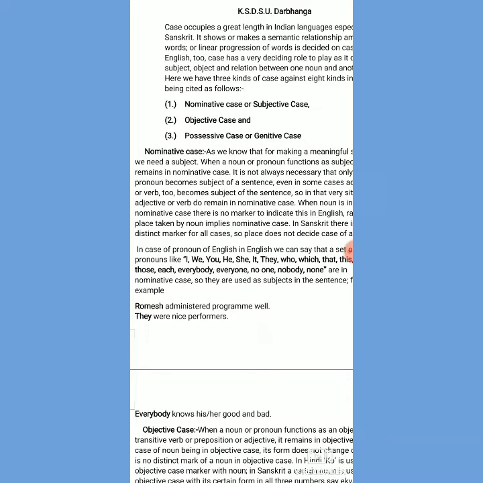Then what does decide that Ram is subject and Ram is object? It is decided by the placement, because there is a distinct place of the subject in an English sentence and there is a distinct place of an object in English. So in competition, we can hardly commit any mistake when we look at a sentence made of nouns as subject and object, because they remain the same in form.